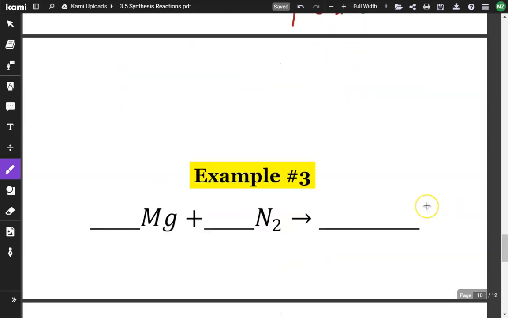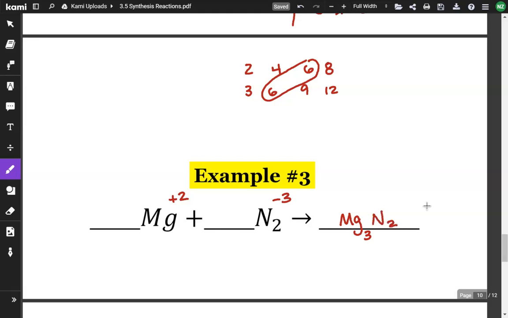Let's do another one here. Okay, so magnesium is +2. Nitrogen. Ooh, this one's a little harder. This one's -3. Okay, so we're going to need a least common multiple here. So the multiples of 2 are 2, 4, 6, 8. Multiples of 3 are 3, 6, 9, 12. The least common multiple is 6. So I need 3 magnesiums. 3 times +2 is +6. And then I'm going to need 2 nitrogens. 2 times -3 is -6.